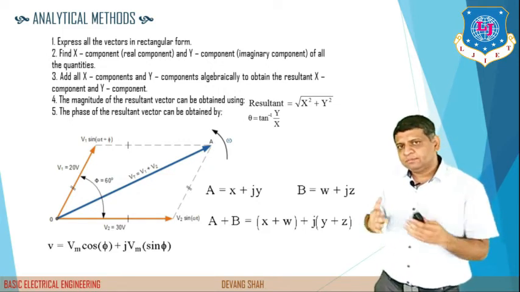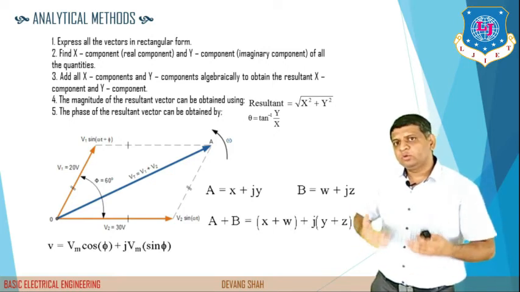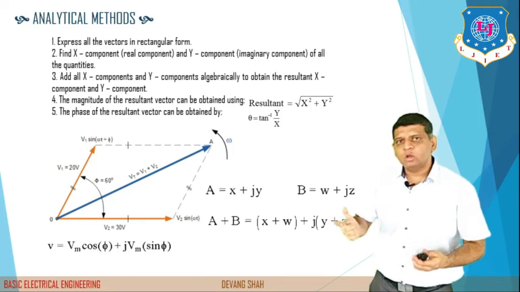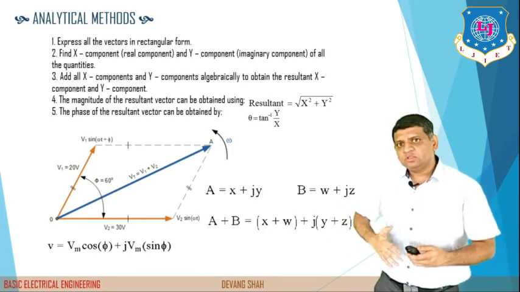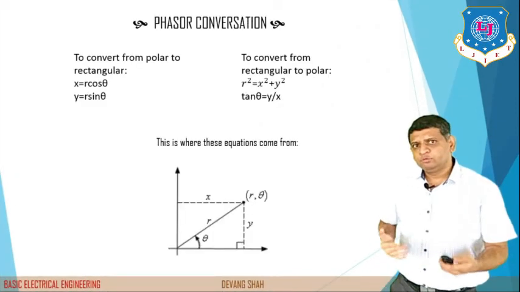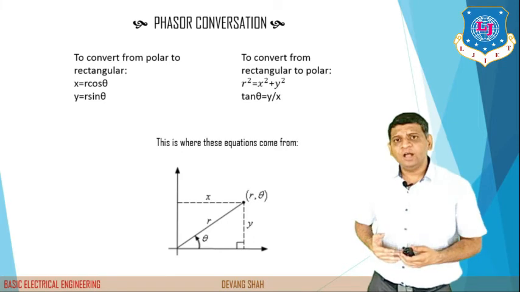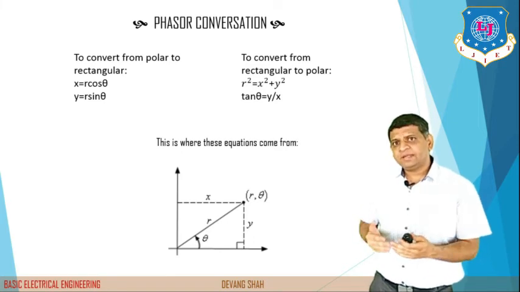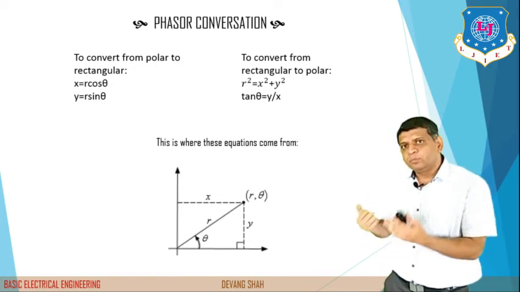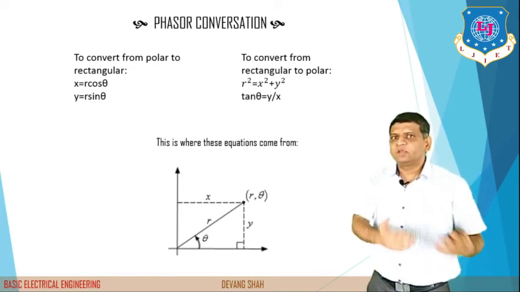So by this representation we can understand that if you want to represent any AC quantity, you can represent it by two methods. One is called the graphical method and another one is called the analytical method, right? And after this, you can represent any AC signal in two ways. One way of representation is called polar representation and another way is called rectangular representation.